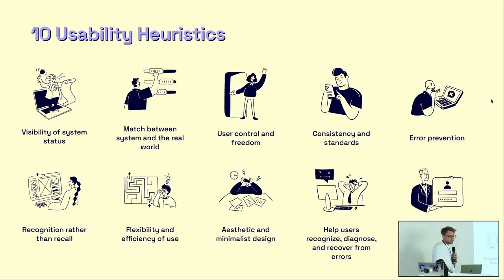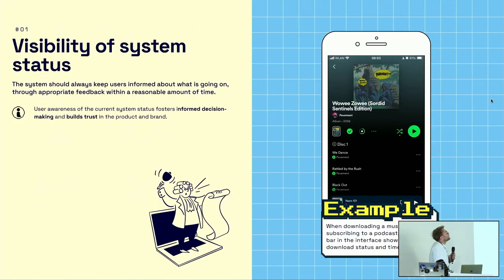So this is what they are, just an overview, but I will go into more detail. Starting off with visibility of system status. Basically, the system should always tell users what's happening, and it should do it quickly. If you click a button, it needs to tell you you've clicked a button, so you know that it's working within a reasonable time. The progress bar is a good one. You can see it on the screen there.